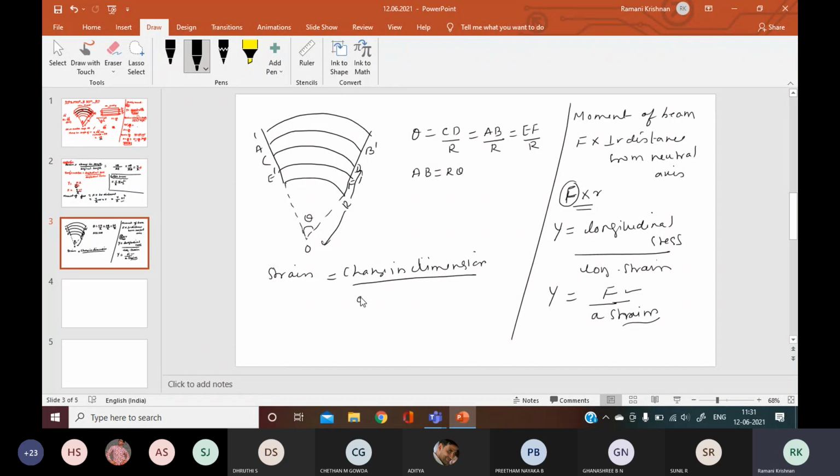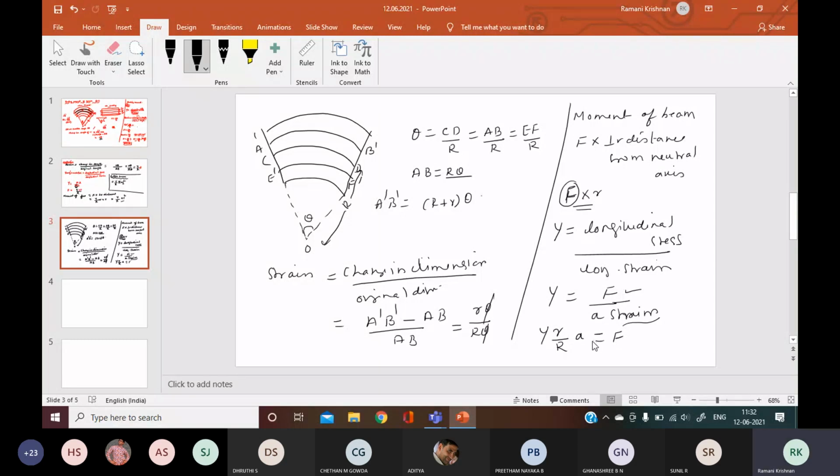Change in dimension to original dimension. So what is the change in dimension? A'B' minus AB, and the original was AB. If I substitute this, what did I get? AB is R theta. A'B' I'll get R plus r theta. When I subtract both, I got r theta by R theta. So this got cancelled. So I get Y r by R, into A is what?